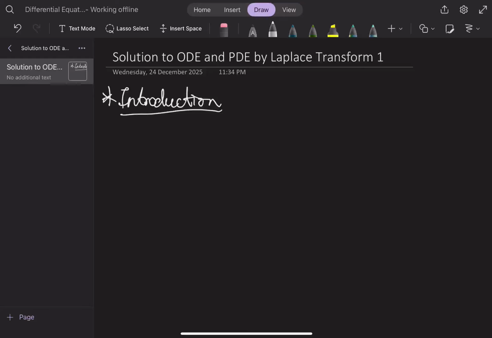Hey guys, today we are starting the new chapter. It's solution to ODE and PDE by Laplace transform. So we already learned how to solve ODE and PDE using several methods, but how do we solve it using Laplace? So for example, you have this equation.